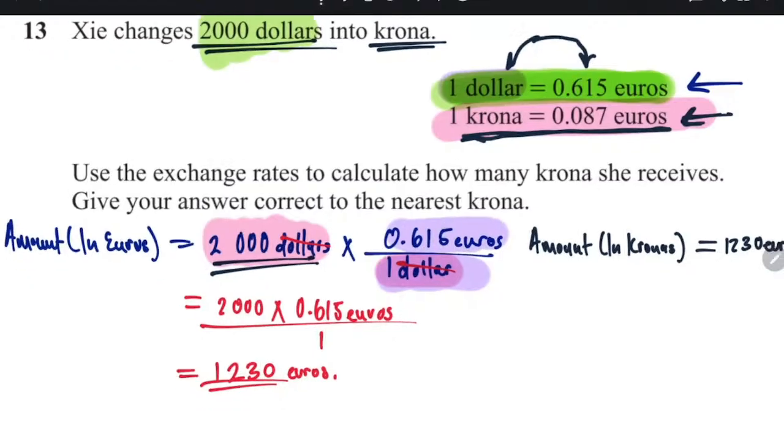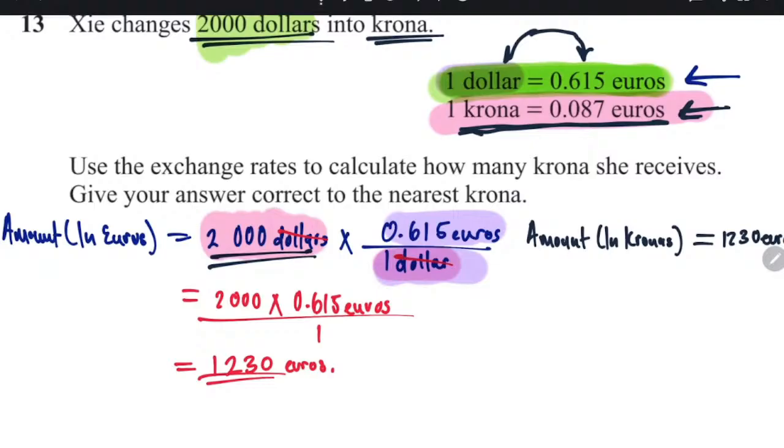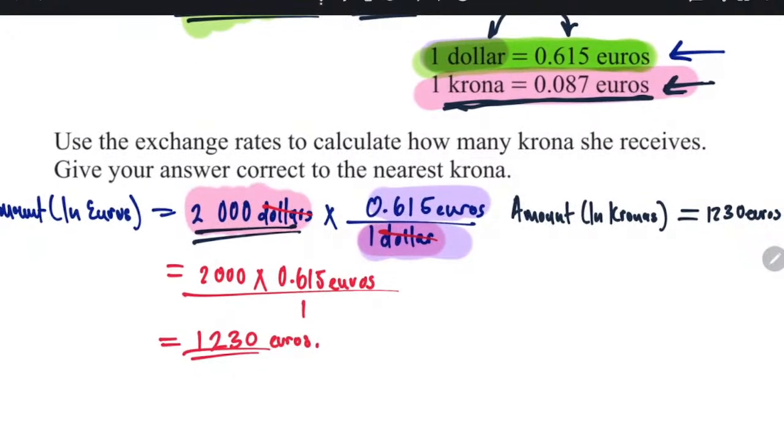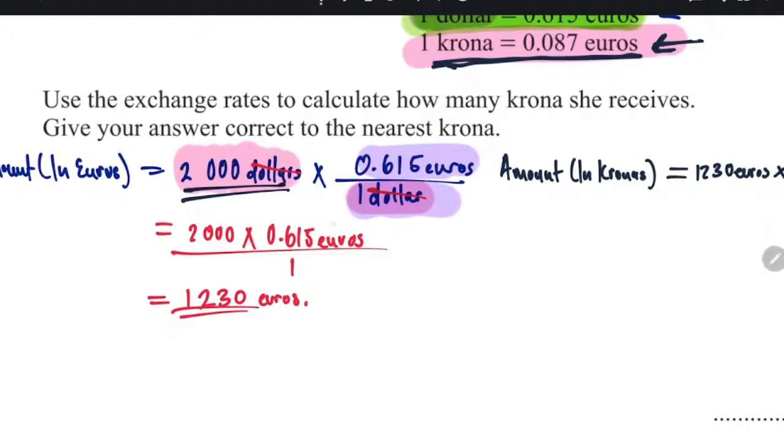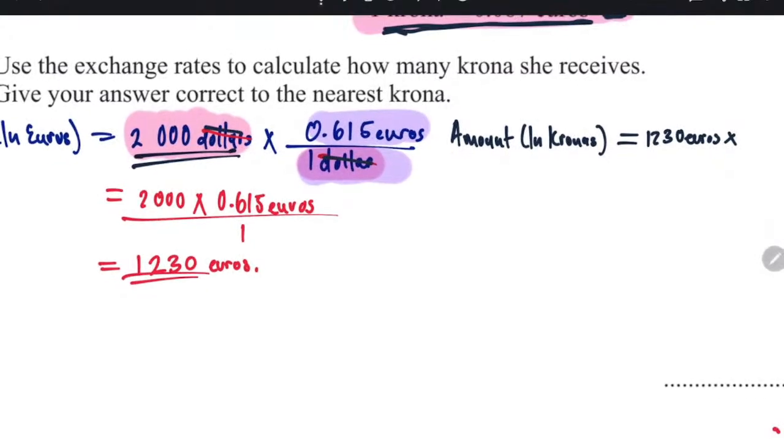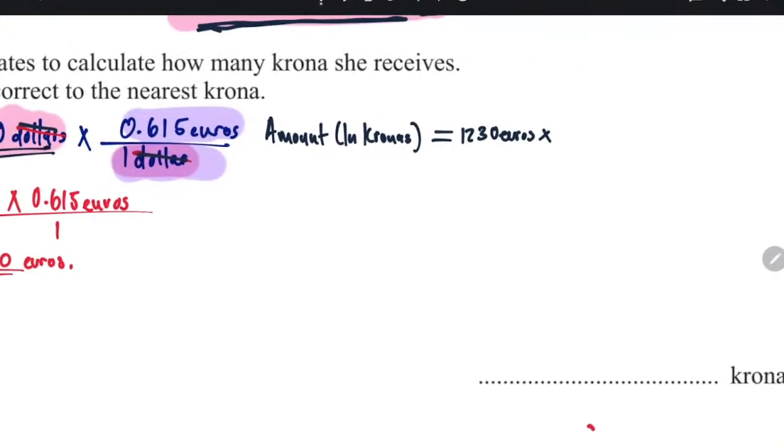What answer do you get? You now say 2,000 times 0.615 divided by $1. The dollar and the dollar will cancel. Now we'll have it in euros. 1230 euros. Now we want it in kronas.